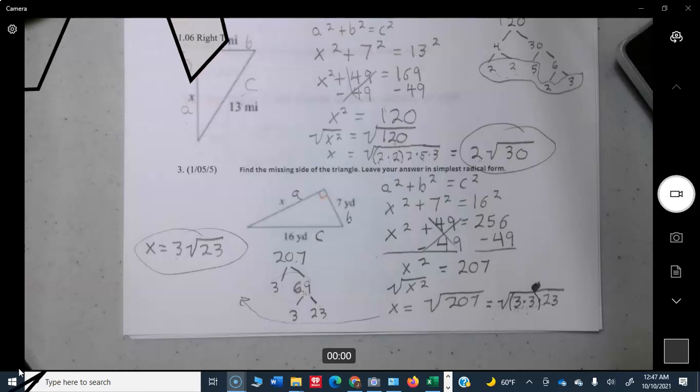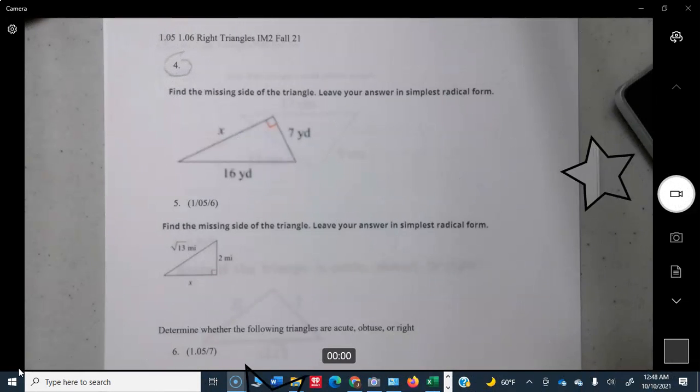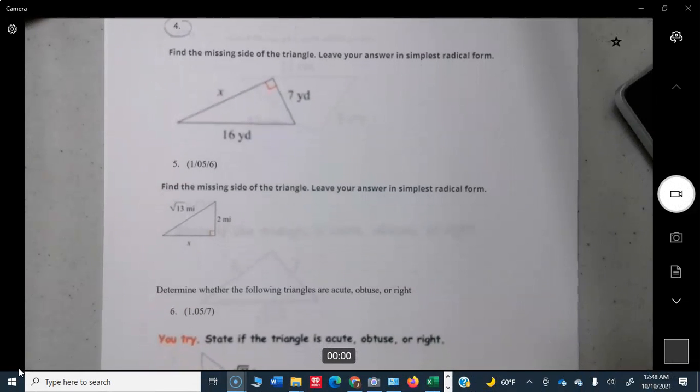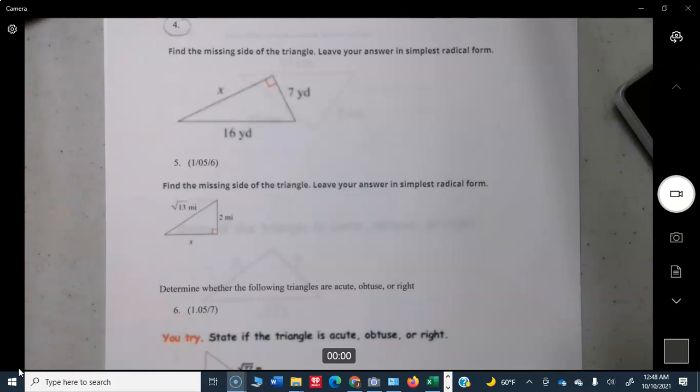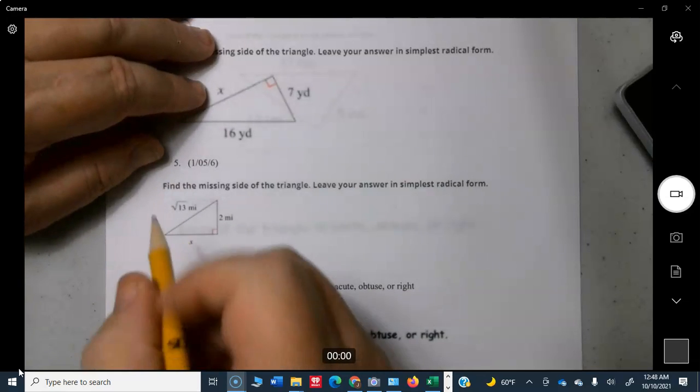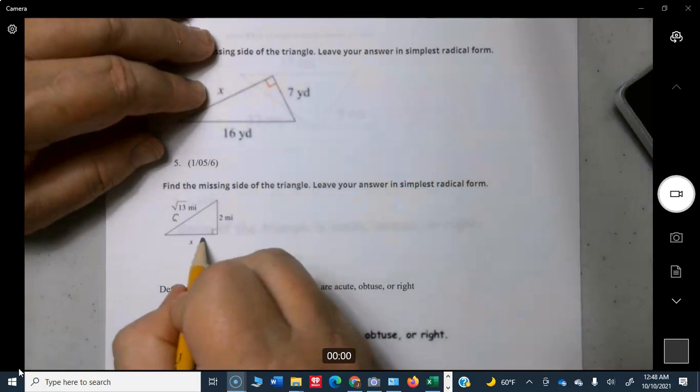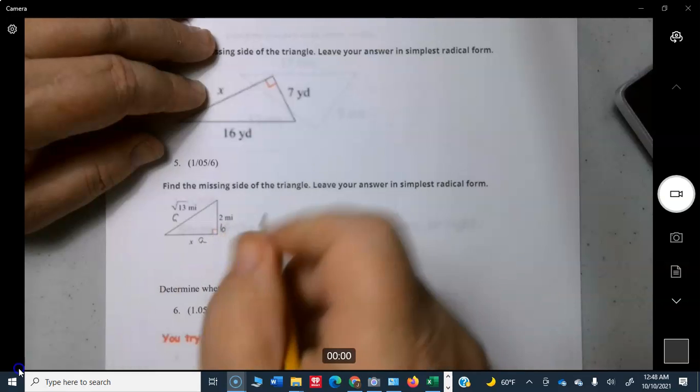Okay, number 4. I'm going to leave number 4 for you to do. It's exactly like the first 3. Number 5, some students found a little confusing. They weren't sure what to do with that square root, so let's go ahead and do that. So the long side is the hypotenuse. That's C. We're going to call this side A, this side B.